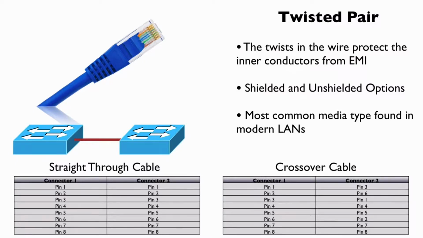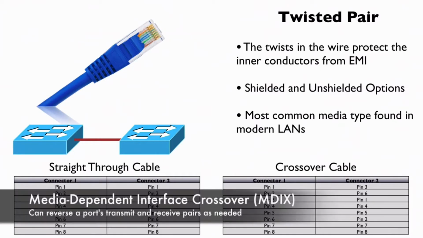This type of connector that we might see on a switch or on a PC is called a media dependent interface, or an MDI. However, a feature showing up in a lot of Ethernet switches these days, and widely supported on Cisco's newer Catalyst switches, is called MDIX, Media Dependent Interface Crossover. If a switch port is configured for MDIX, it's going to be able to determine which pins need to be used to receive data and which pins need to be used to transmit data.